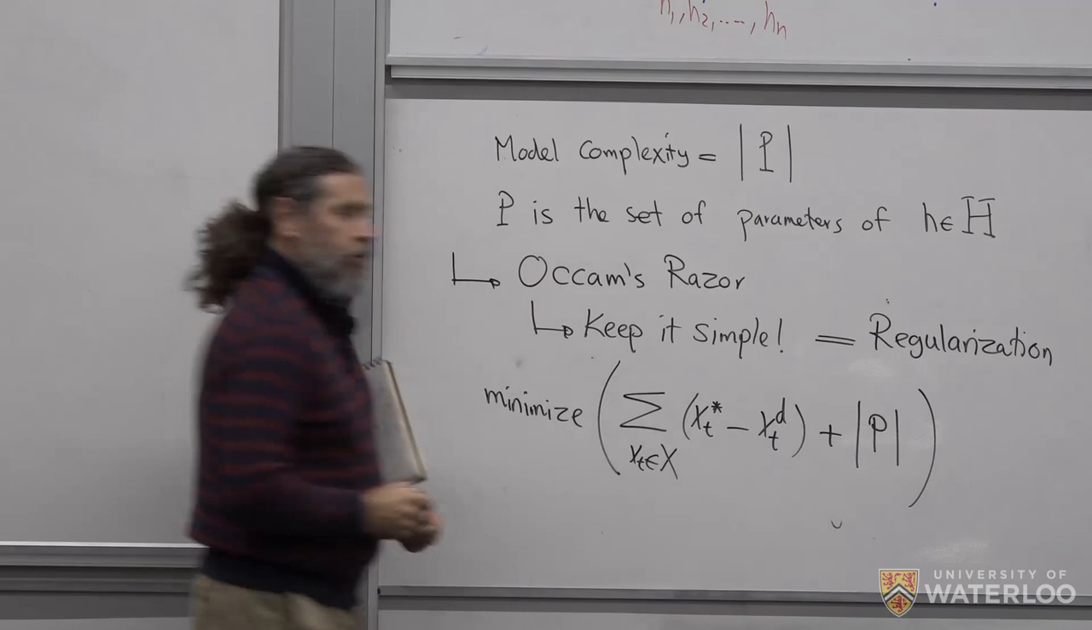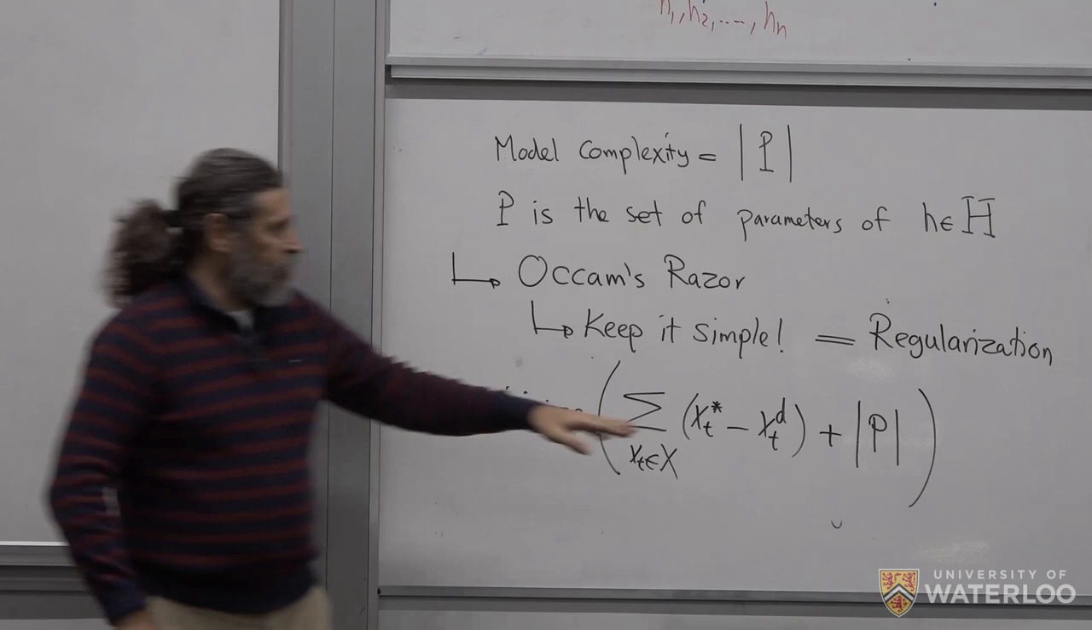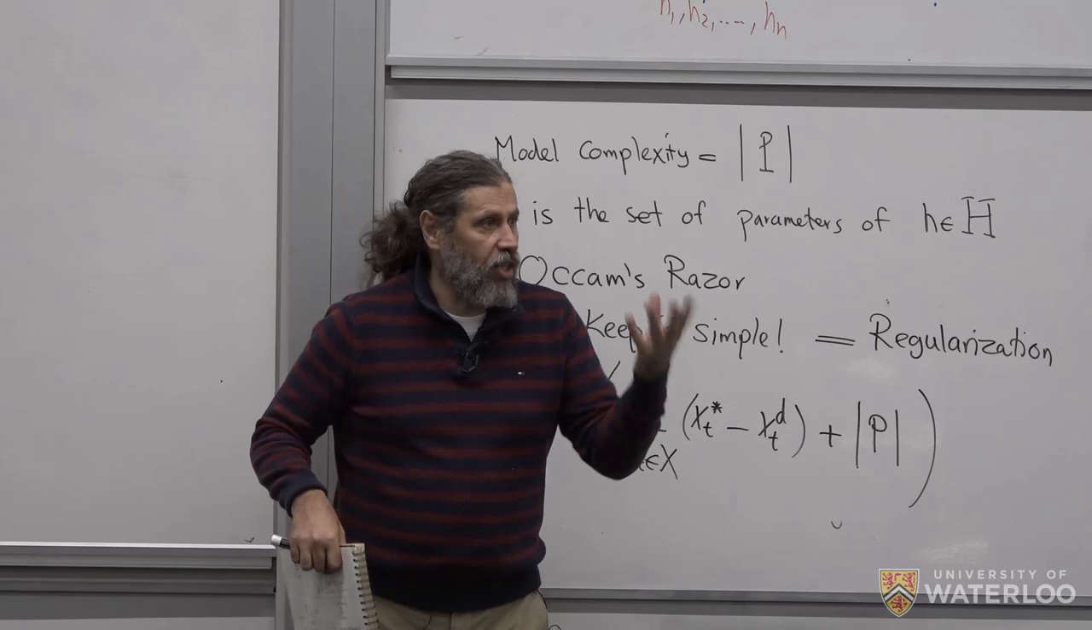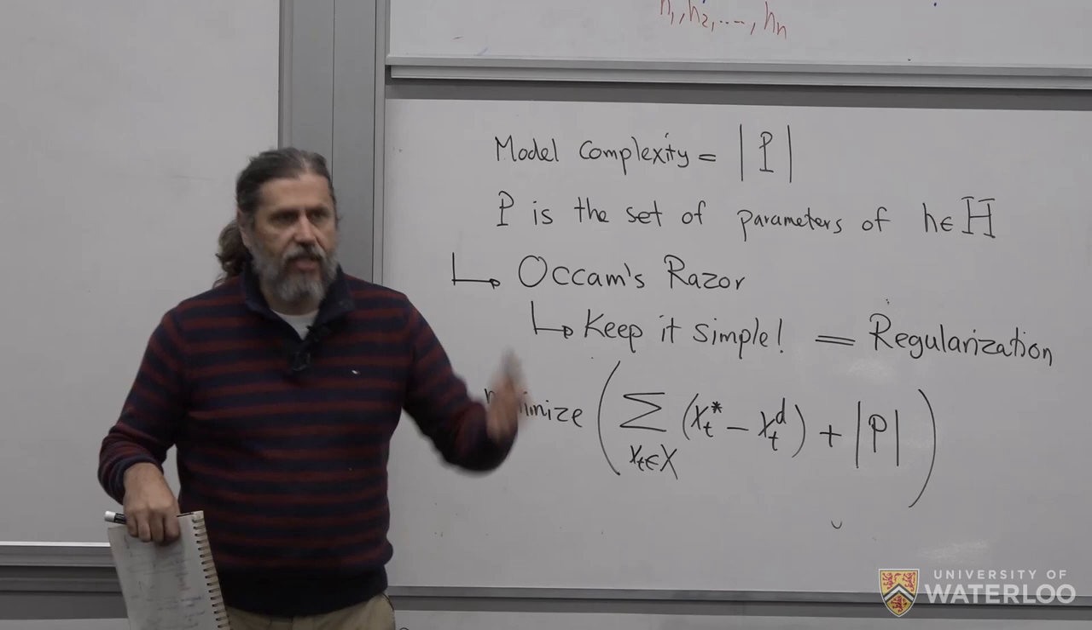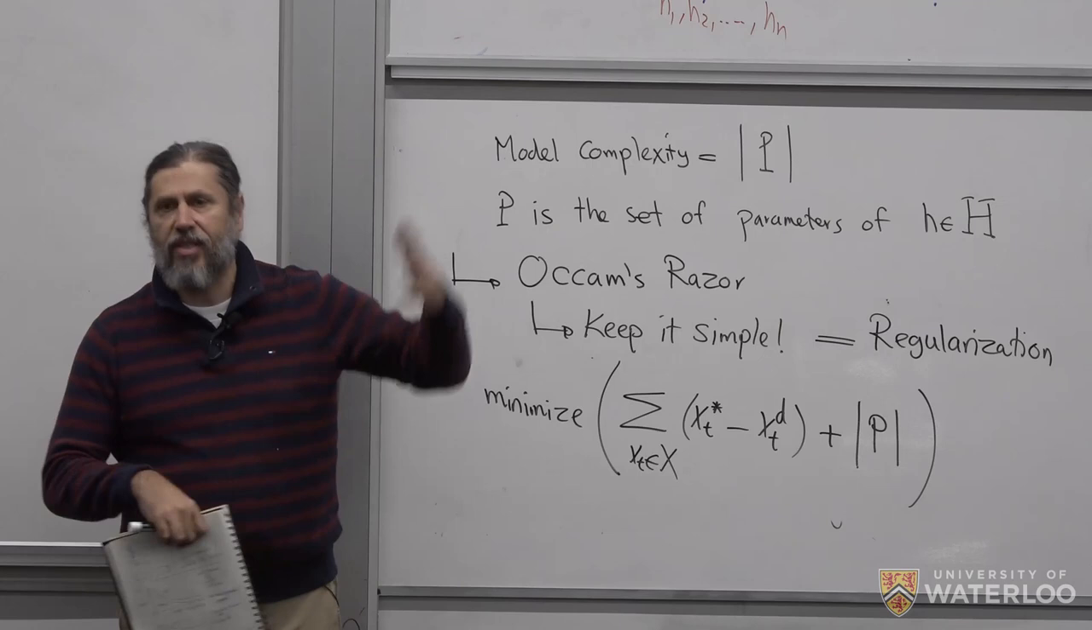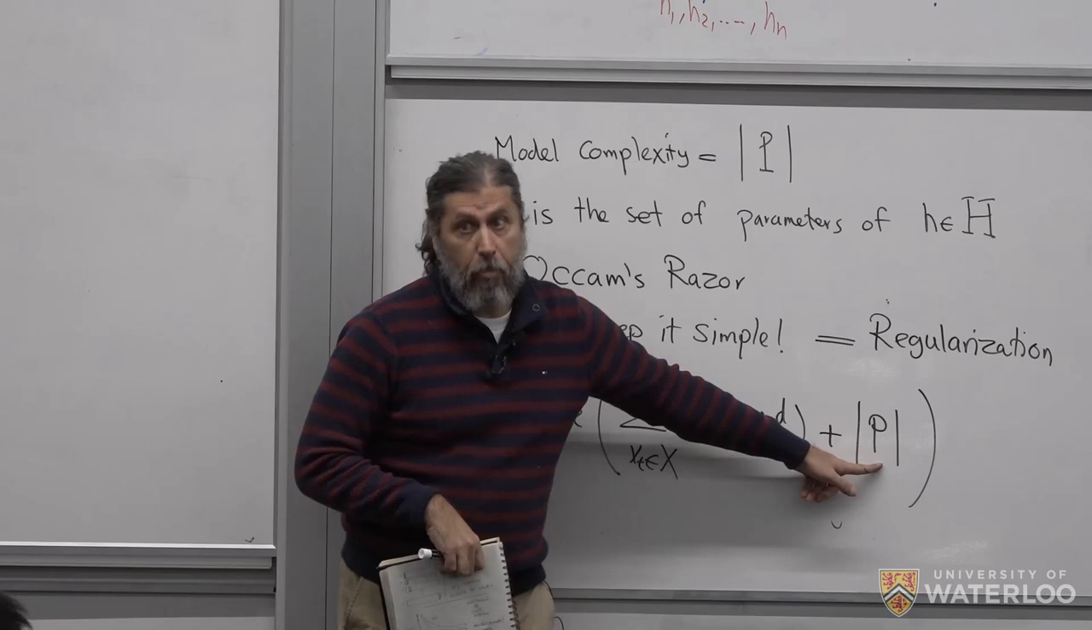So let's go back to the 50s and 60s. If the solution was a decision tree, the size of the solution is the number of leaves and nodes in the tree. If the solution is artificial neural networks, it's the number of layers and the number of neurons in each layer. That's the size, the complexity of your model. You should minimize the error, but please don't use a billion layers to do that.